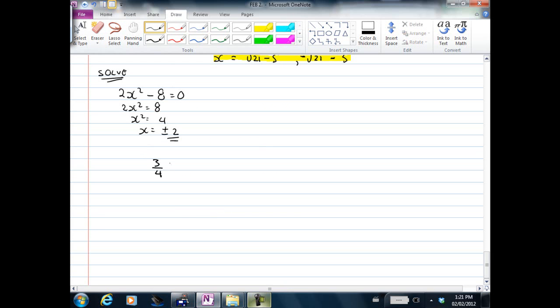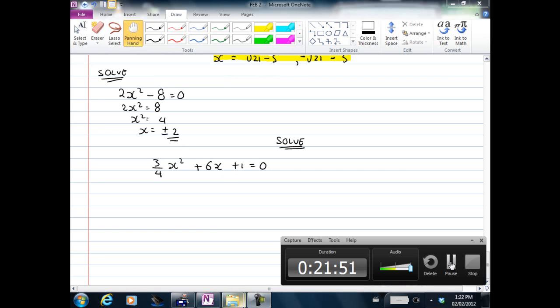3/4 x squared plus 6x plus 1 equals 0. It's going to say solve. Again, this is the same thing as saying x-intercept. It's the same thing as finding the zero. I just want to know what value of x will give me y equals 0. I'll pause it again and let you have a go.